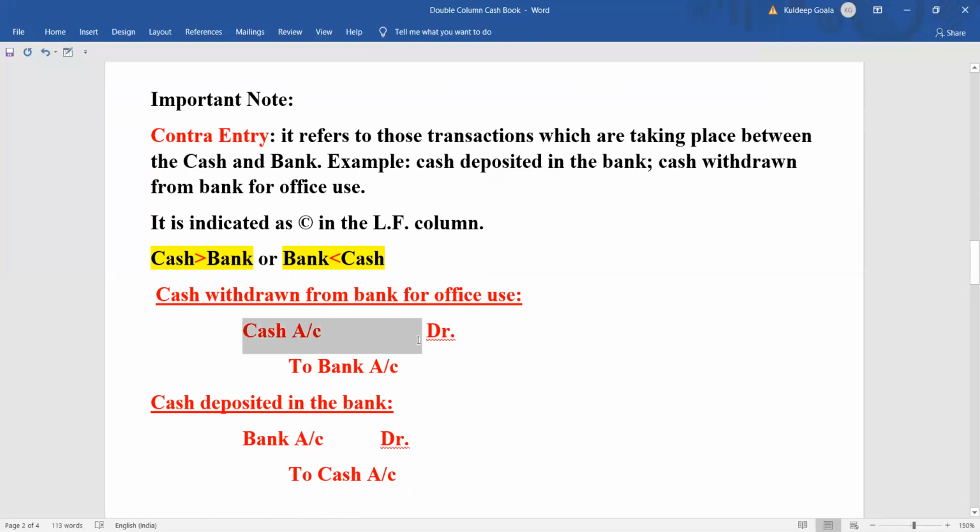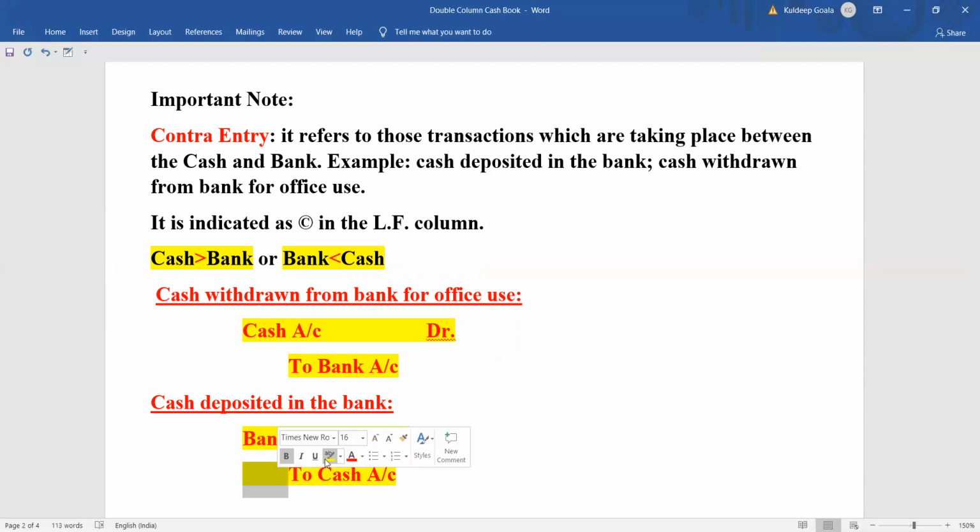Because cash is coming in, the cash account is debited. Cash is coming in, so cash account debit. And the money is going out from the bank, so that is why bank is credit. And again, if I deposit the money in the bank, then it will be bank account debit, because the money is going into the bank, so bank account debit to cash account.